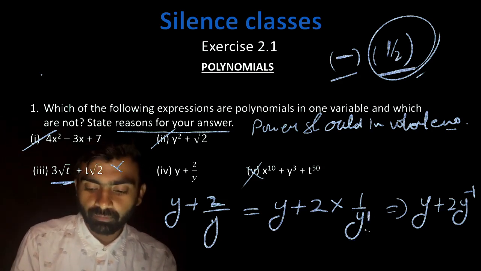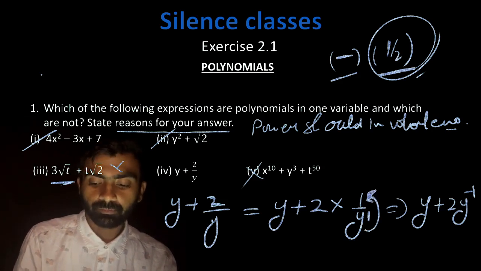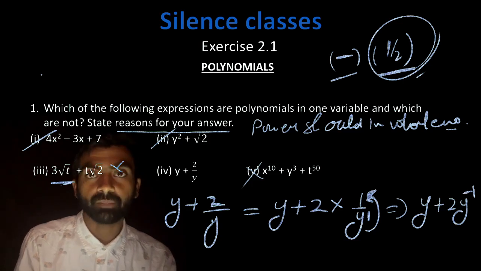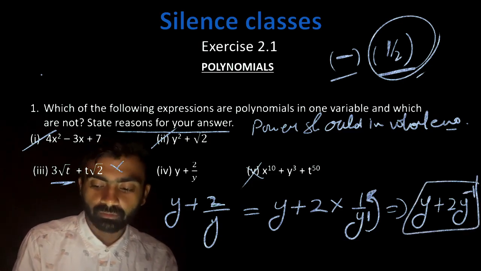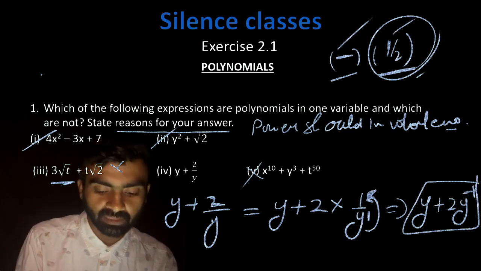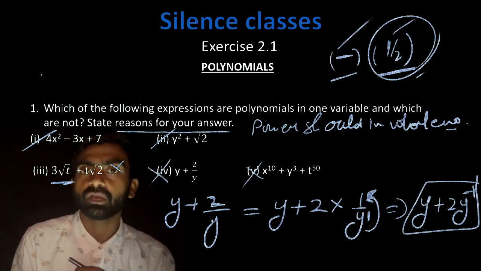Once the y moves from the denominator to the numerator, the power will become minus 1. And as you know, the power of a variable cannot be negative or in a fraction. So we can say the fourth one is also not a polynomial.